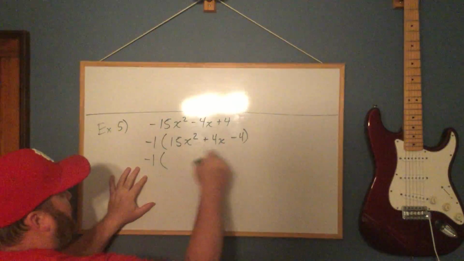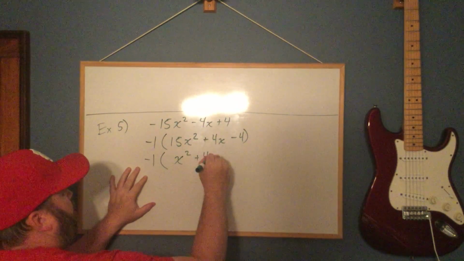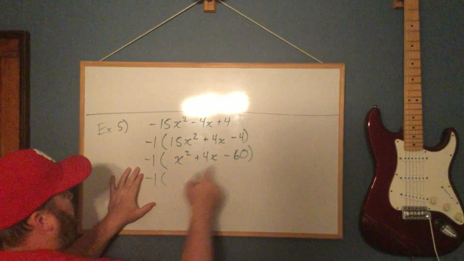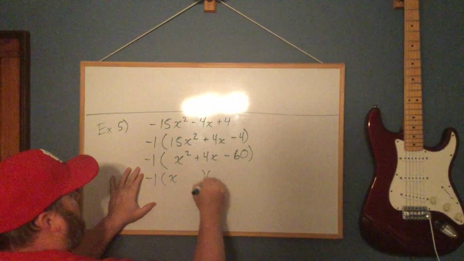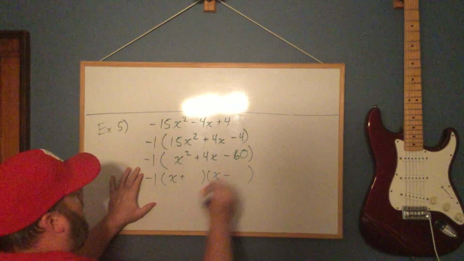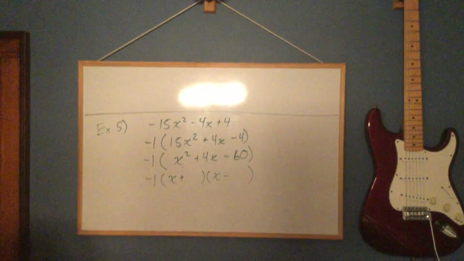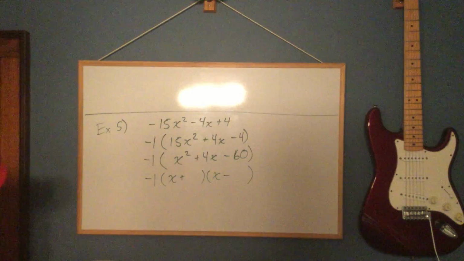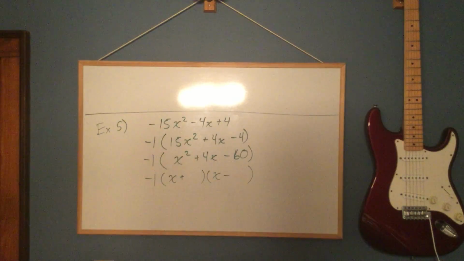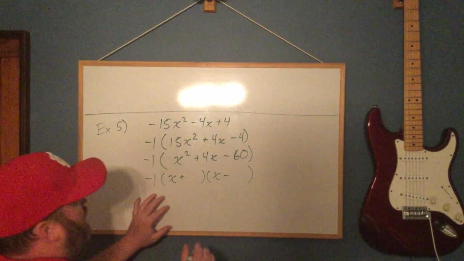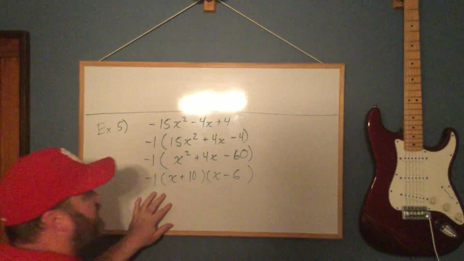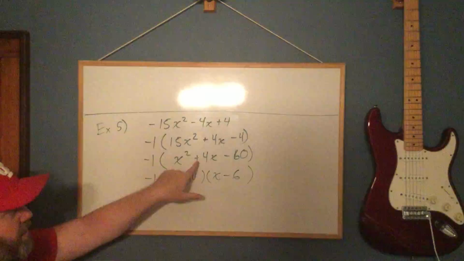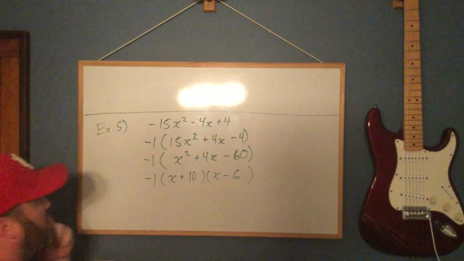So 15 times 4 is 60. Different signs. Start with x. Plus and minus. So we need two numbers that have a difference of 4 and a product of 60. So that would be 10 and 6. 10 has to be positive because we want our bigger number to be positive.